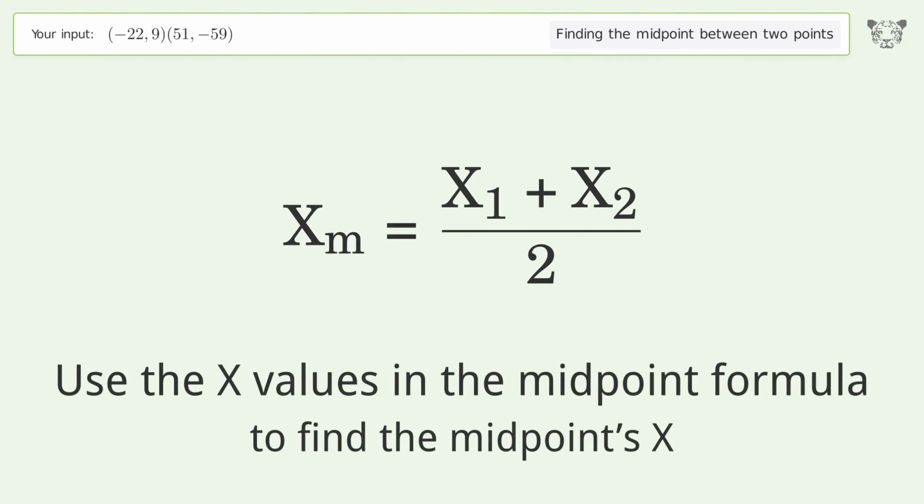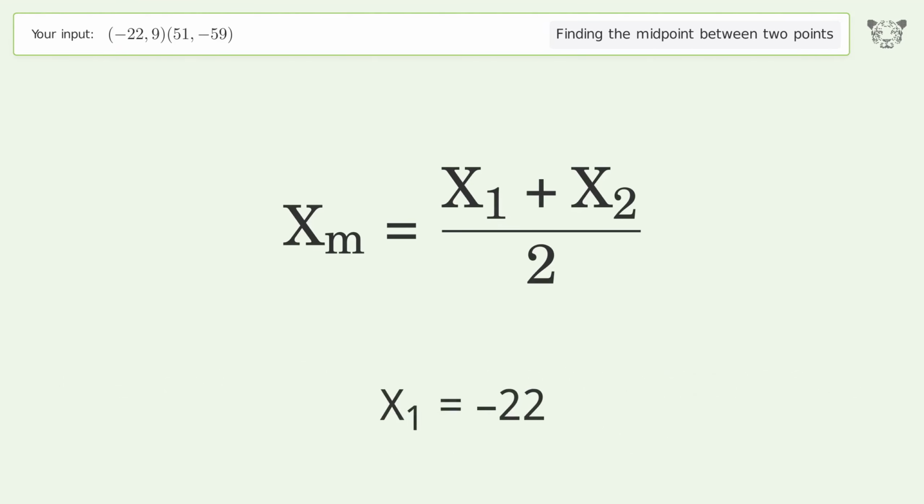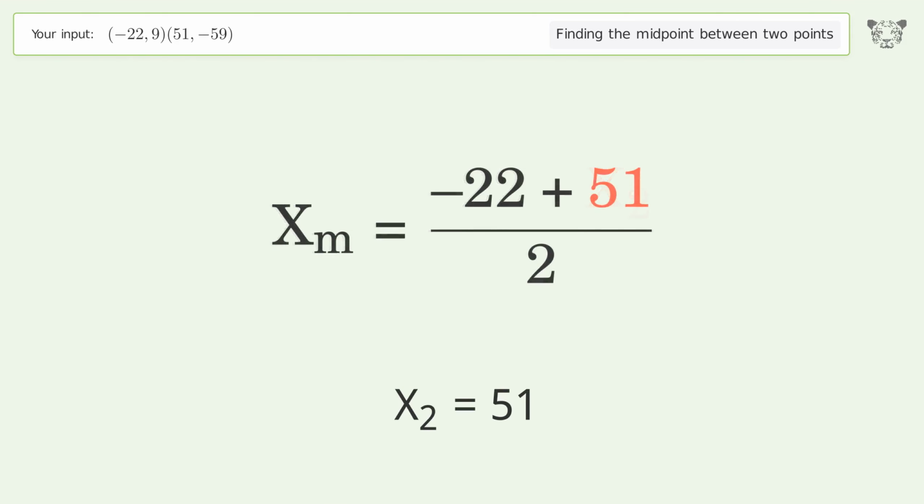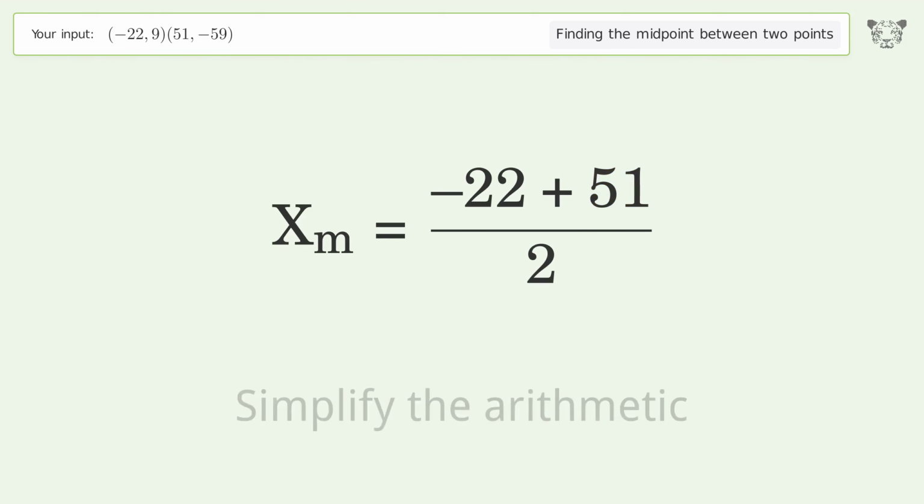Use the x values in the midpoint formula to find the midpoint's x. x1 equals -22. x2 equals 51. Simplify the arithmetic.